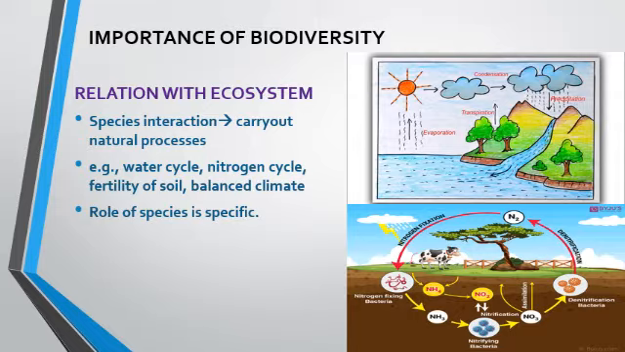Look at the picture of water cycle. Here, plants are living organisms that are interacting with non-living environment like water, air, sunlight, etc. In the next picture of nitrogen cycle, there are plants, animals, and microorganisms interacting with each other to complete the cycle. Bacteria interact with the soil to make it fertile. Plants keep the climate balanced. If any species is lost, it creates disturbance in ecosystem.